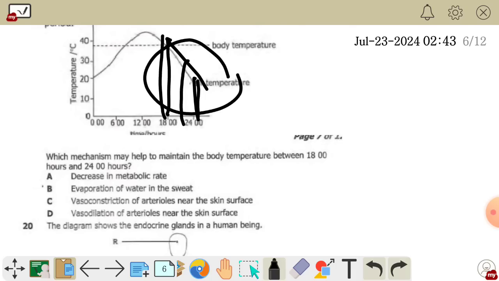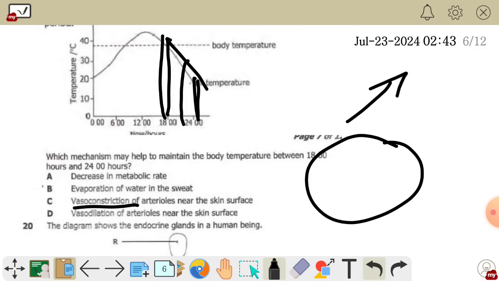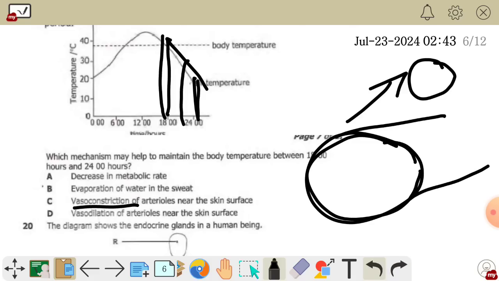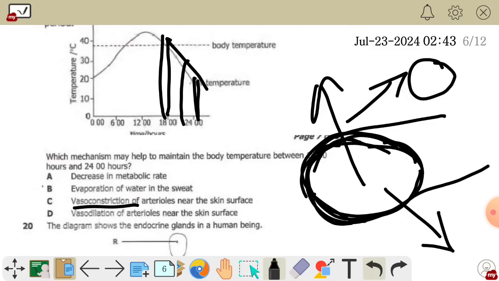So when it is cold, the arterioles on the skin surface are going to vasoconstrict, meaning if they were larger like this, they will become very small, preventing blood from flowing on the skin surface so that the body preserves the heat inside the body. When the vessels on the skin are larger, the volume of blood which will flow on the skin will be high, so the heat in the blood vessel can be lost easily.